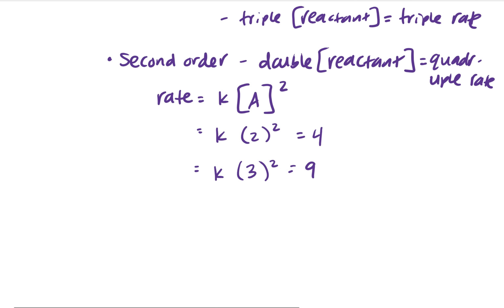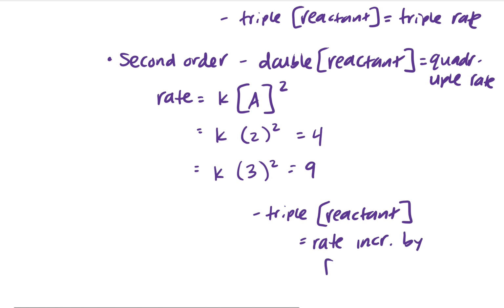Okay, so if I triple my reactant concentration and it is second order, it's going to result in the rate increasing by a factor of 9. Because you're doing 3 squared, that gives me 9.